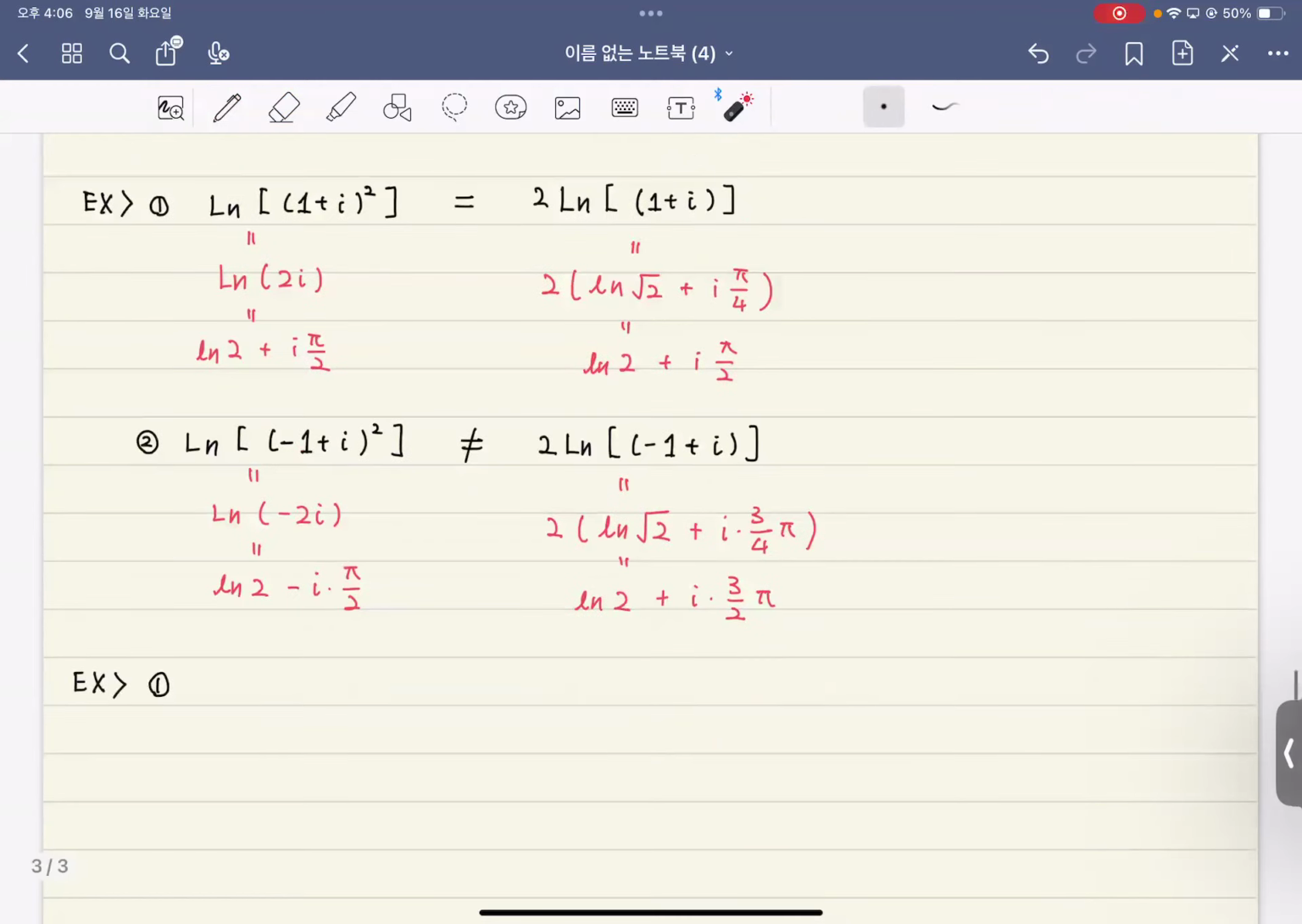Maybe you might think that I have equality here and do not have equality there simply because I persisted in using the principal value of the natural log. What if I change to just ln of a complex number? Do I have this property or not?